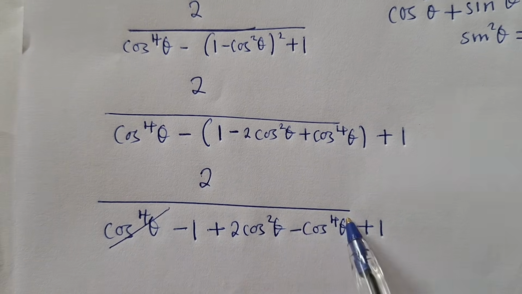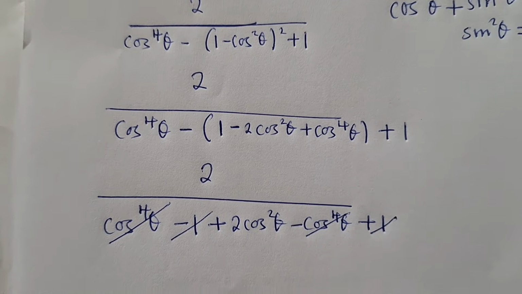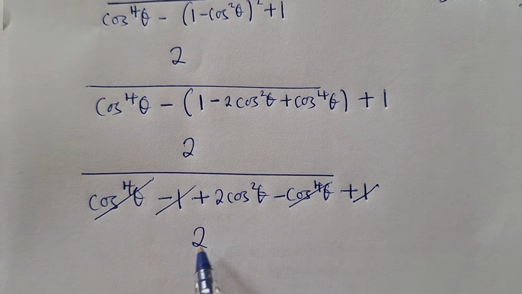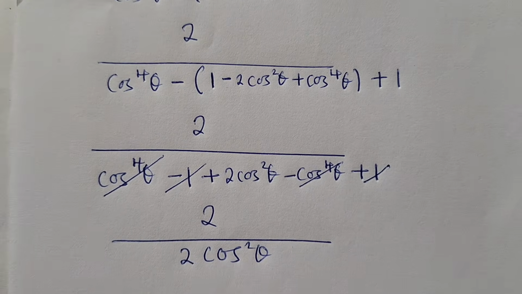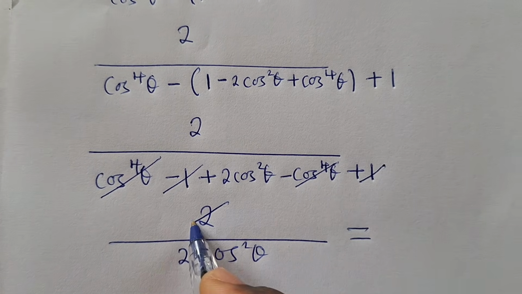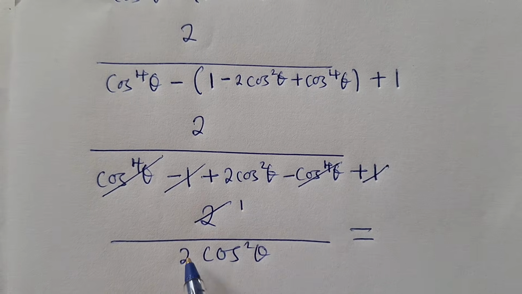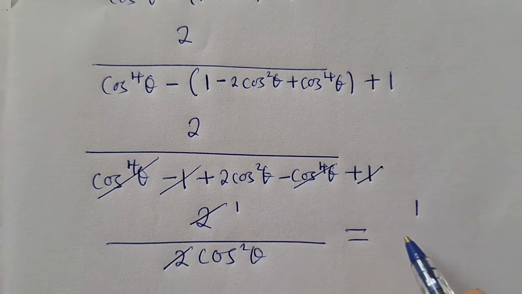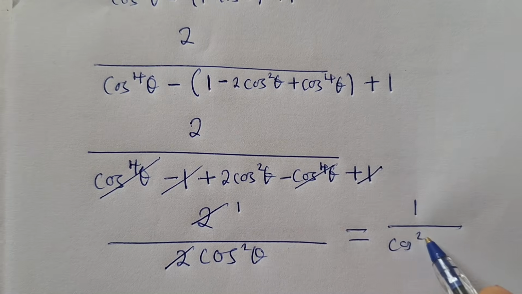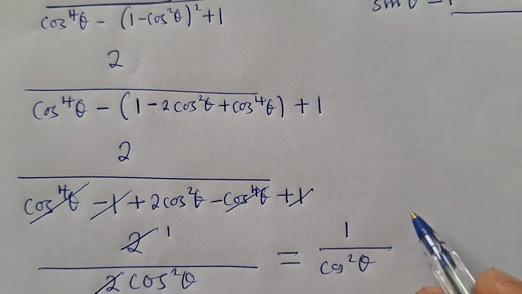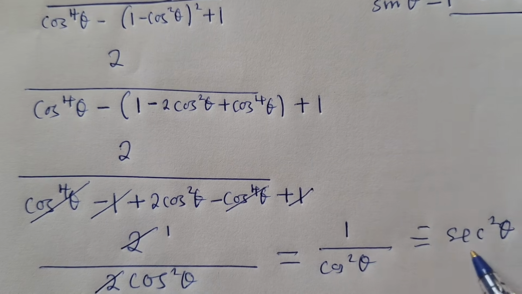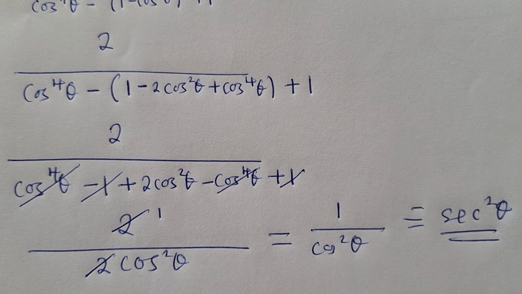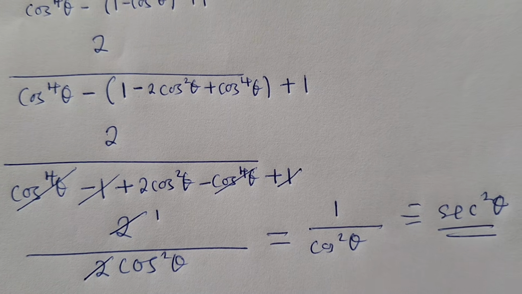So if you can see, this and this will cancel out, this and this will cancel out. We are remaining with 2 over 2 cos squared theta. So here we can say 2 into itself, it's a 1, and this one will cancel. We shall remain with 1 over cos squared theta. And this, of course, is equivalent to sec squared theta. Hence, proved. Let's go to the next question, which is question number 7.